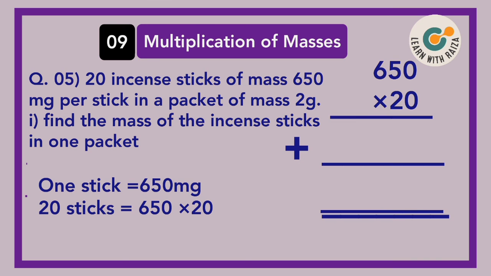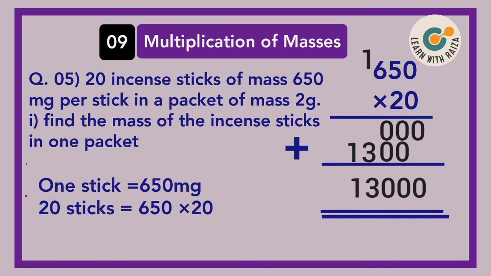So all the top values, if you multiply by 0, you will get zeros. So we will multiply by 2 now. 2 times 0 is 0. 2 times 5 is 10. 2 times 6 is 12. 12 plus 1 is 13. So the final answer is 13,000 milligrams.